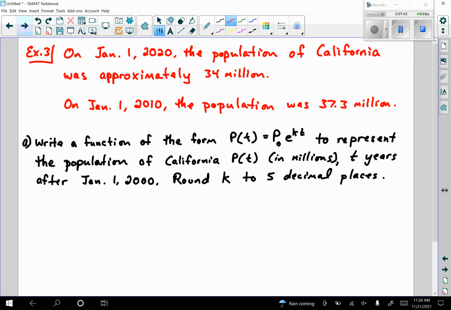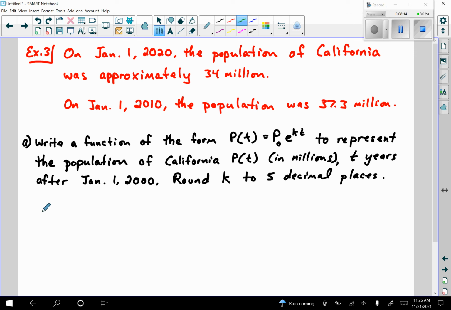For part A, we want to write a function of this form, P of t is equal, this is representing like the initial population whenever you see this little subscript of 0. So the initial population times e to the kt. This is nothing different than A equals P times e to the rt. Like I said, just different variables. And this is used to represent the population of California, P of t, in the millions, t years after January 1st of 2000. We're going to round k to 5 decimal places.